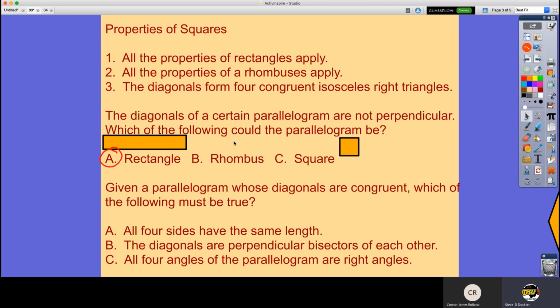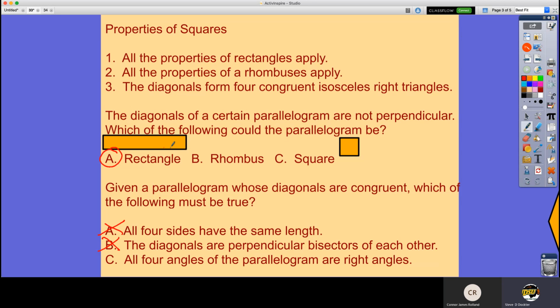Now, which of the following must be true? So we're down to these two, right? All four sides have the same length. Is that true? No, because for a rectangle, they don't have to be the same. So that one's gone. The diagonals are perpendicular bisectors of each other. We draw in these diagonals. Are they perpendicular to each other? No, but for a square, they could be, right? So that's where you have to think out all the different parts of it. So B is gone.